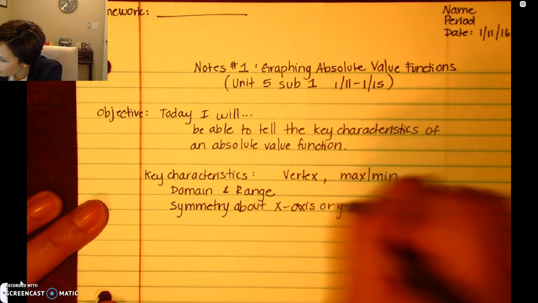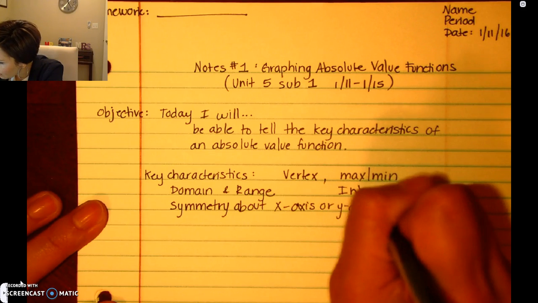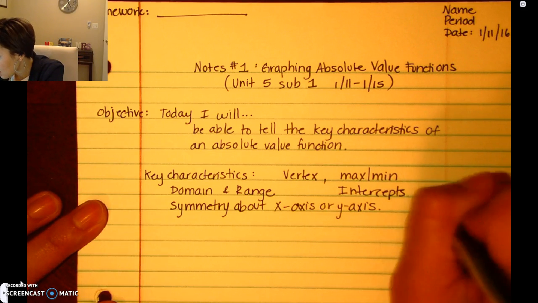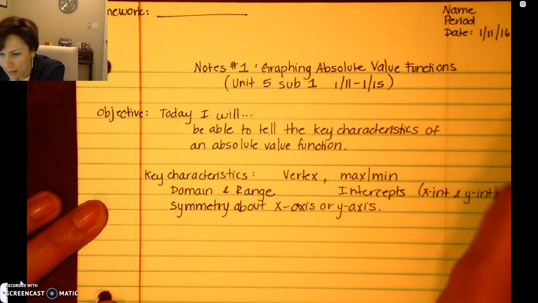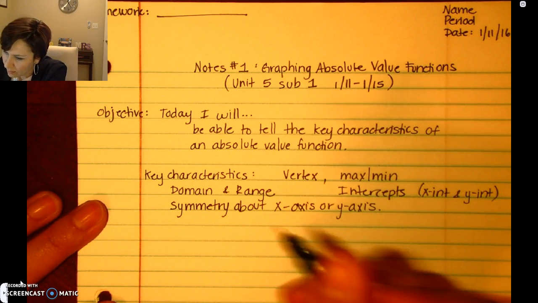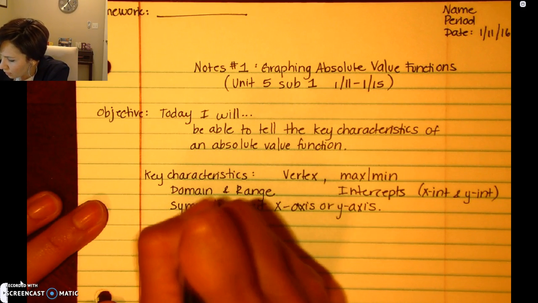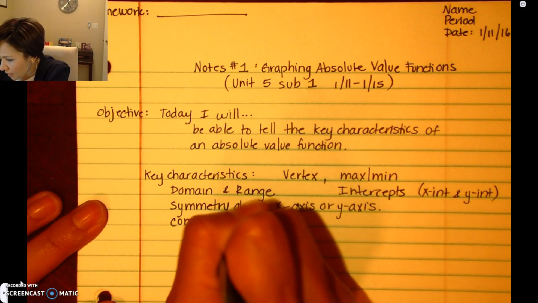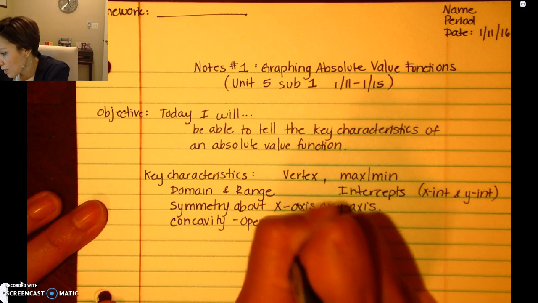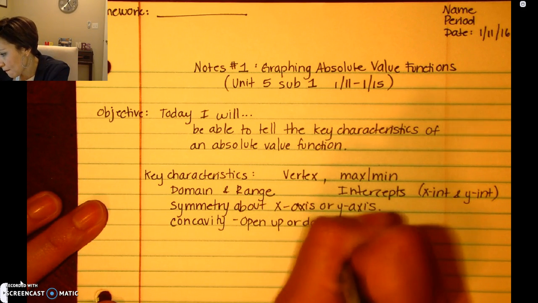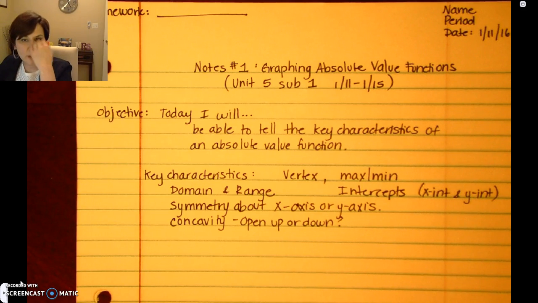And intercepts is another key characteristic. There are x-intercepts and y-intercepts. And then the very last thing that we're going to talk about, which is a little bit new for you, is called concavity. Concavity just means, does the graph open up or down? If it opens up, it's called concave up. If it's opening down, it's called concave down. Go ahead and take a minute to write this down.